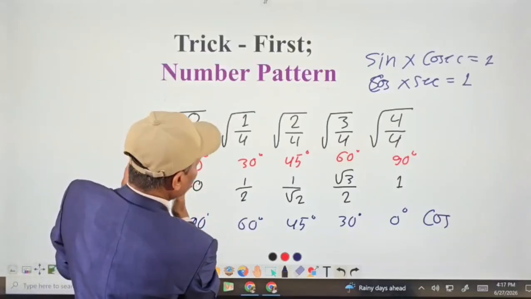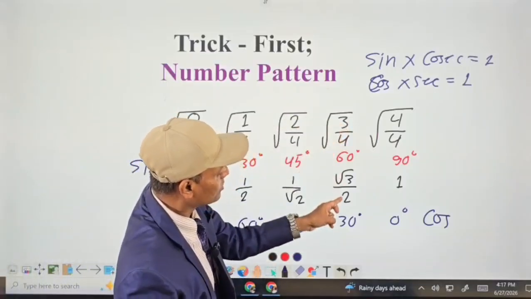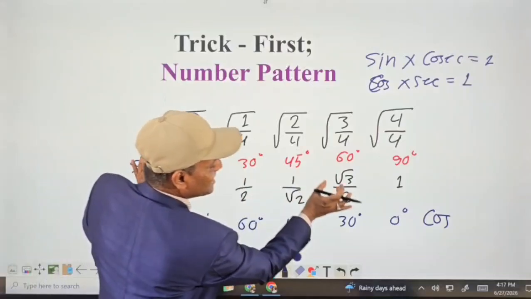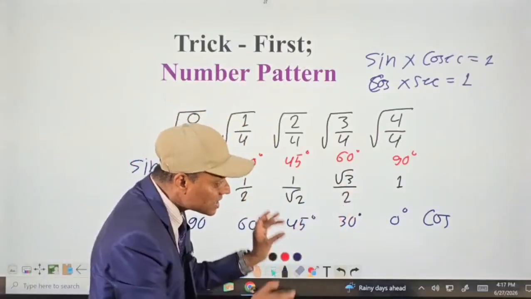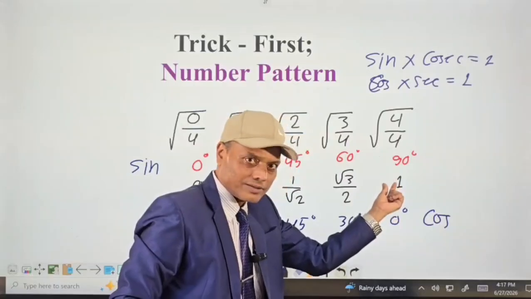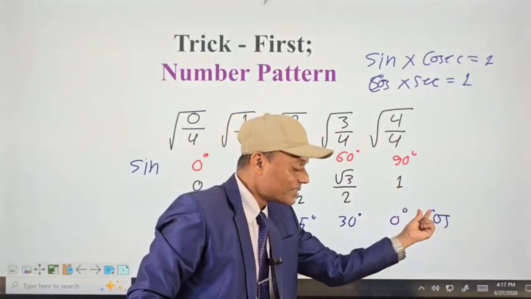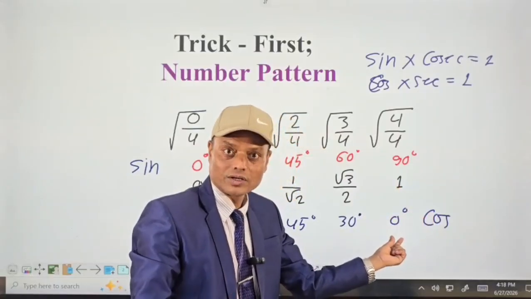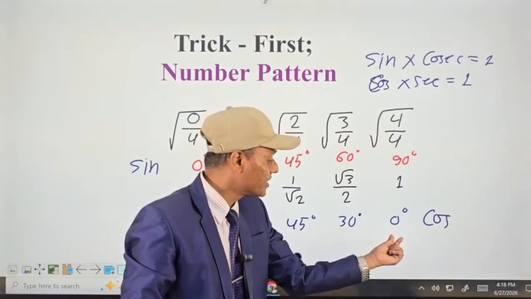Similarly, the value of sine 60 degree is root 3 by 2. Then the value of cosec 60 degree will be 2 by root 3. Similarly, from here also, value of cos 0 degree is 1. Right? So value of sec 0 degree will be 1. Because reciprocal of 1 is 1 itself.